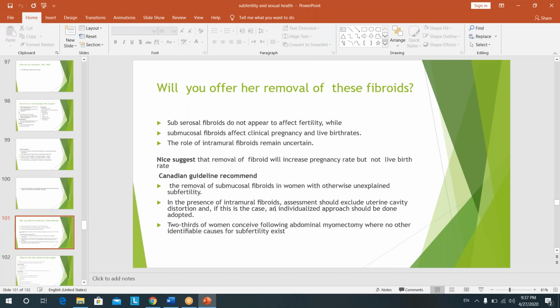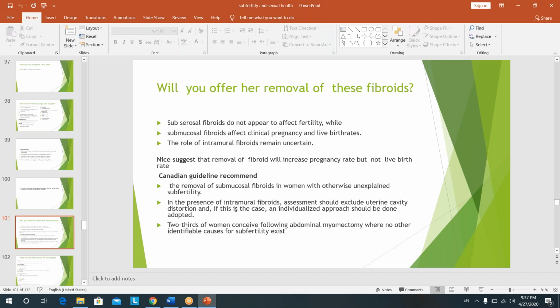The intramural fibroid, if it affects the uterine cavity and distorts it, this patient may also be offered removal of the fibroid. While for a subserous fibroid, no removal in a patient with unexplained infertility, because this will not affect fertility. So for the patient with submucosal fibroid with unexplained infertility, we recommend removal of the fibroid.